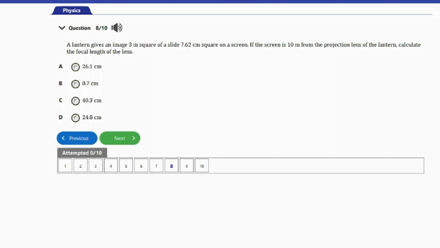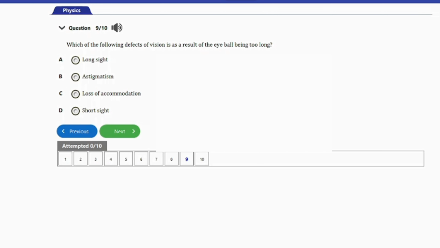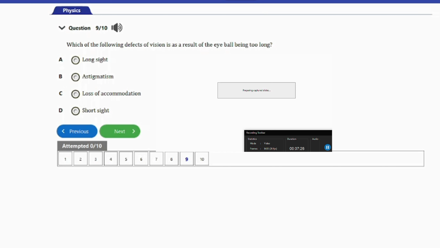So let's go ahead and consider the next question, guys. So the next question is question number 9 here. It says, which of the following defects of vision is as a result of the eyeball being too long? So we have A, long sight, B, astigmatism, C, loss of accommodation, D, short sight. So guys, the answer to this question is option D, and that's short sight. So when the eyeball becomes too long, the image will form before the retina. So that's the short sight eye defect. So that's it for this question. Let's go ahead and consider the next question.